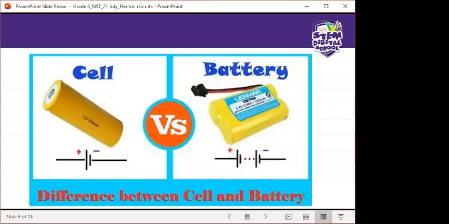Okay, so this is the picture I was talking about, showing us a cell versus a battery. This is the difference between the two. And remember, the important thing here is that a battery or a cell has a positive as well as a negative end.